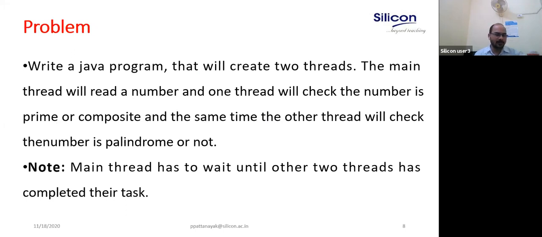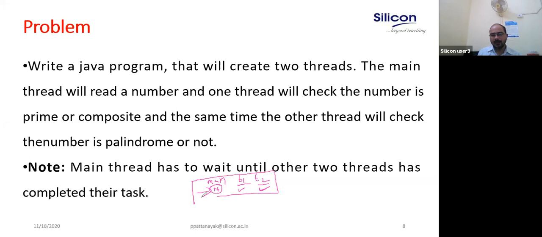That means we are planning to create two threads here. The main thread is there. Apart from that, we are creating two more threads, T1 and T2. To these threads I am assigning tasks. A number is read by main. The job of T1 is to check whether the number is prime or composite. T2's job is to check whether the number is a palindrome. Same number here.